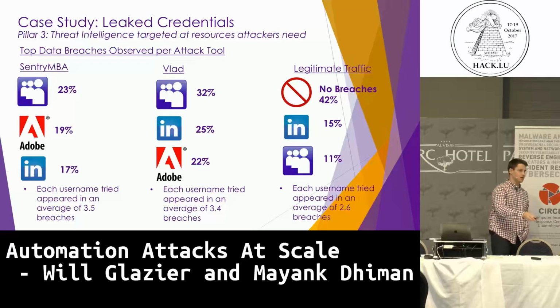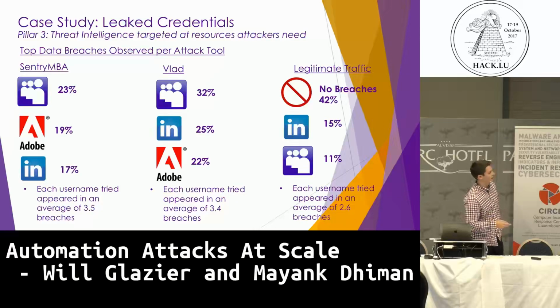When we looked at legitimate traffic, things that weren't forged browser behavior, things that we didn't think were an attack tool, we actually saw that 42% of usernames didn't appear in any breaches at all, which surprised me. I thought that was actually a pretty high number, because you kind of got to think that everything's already out there. And each username appeared in an average of 2.6 breaches.